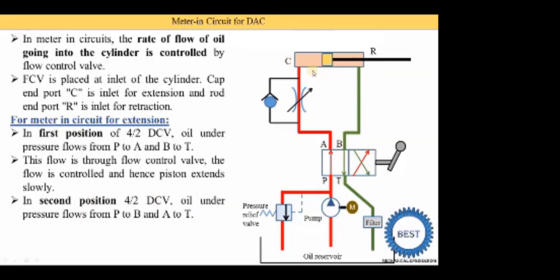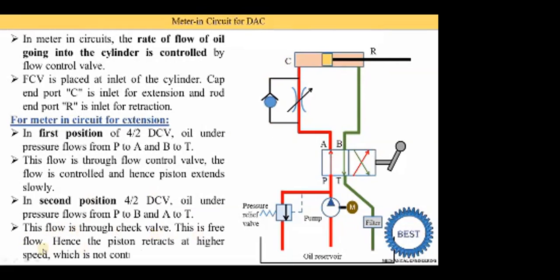During this retraction we are not able to control the speed, because the oil returning from the cap end is passed through this check valve, not through the flow control valve. This flow is through the check valve and it is a free flow. Hence the piston retracts at a higher speed, which is not controlled, because the oil does not flow through the flow control valve but through this check valve, is supplied to the A port, and from the A port goes to the T port.